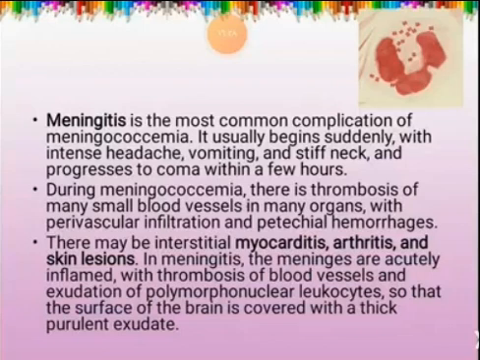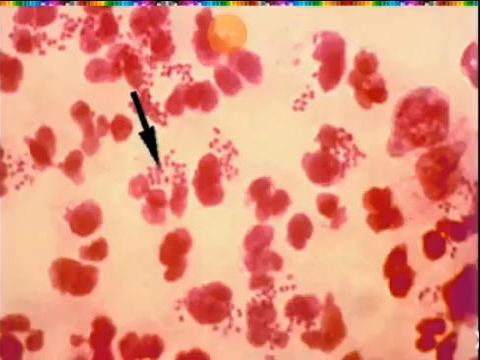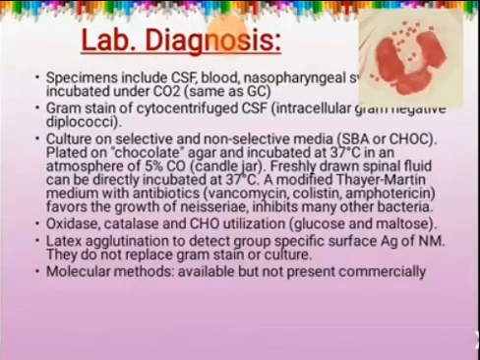In meningitis, as the name says, the meninges are acutely inflamed with thrombosis of blood vessels and exudation of polymorphonuclear leukocytes, so that the surface of the brain is covered with a thick, purulent exudate. From a CSF smear, we will see intracellular diplococci within leukocytes.